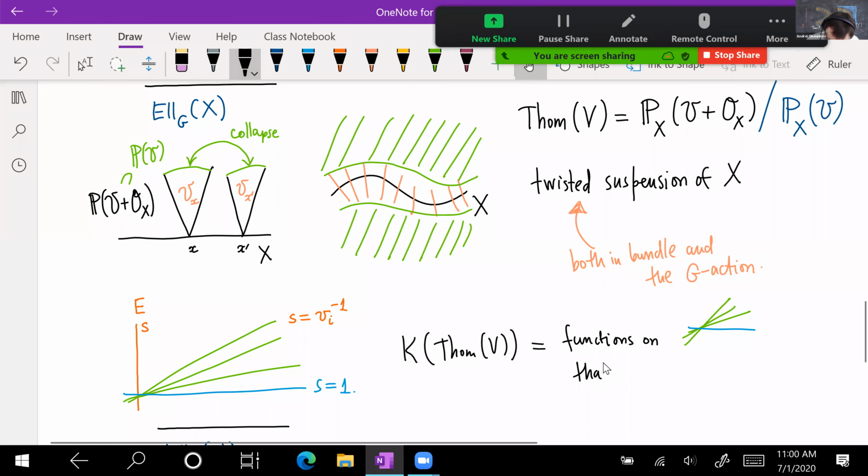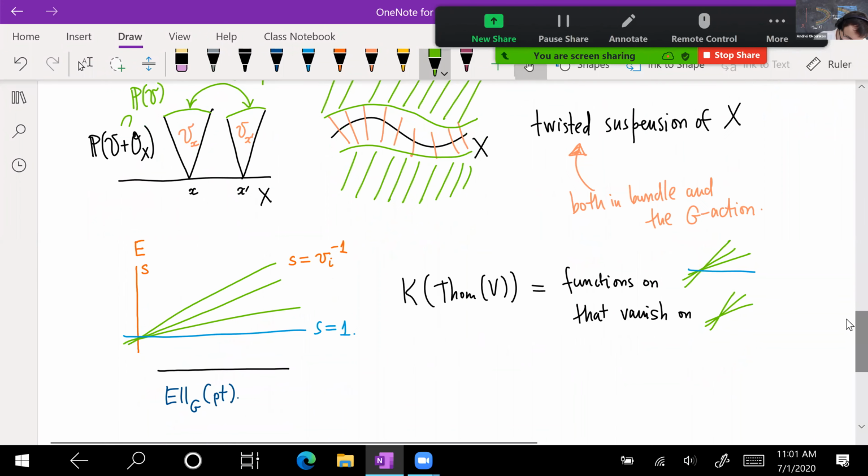that vanish on just the green part. Right? And so this means my functions, well, they are all zero here, and they can be something non-zero here. But they have to vanish where that blue thing intersects the green. Is that clear? So this is pretty much the ideal.